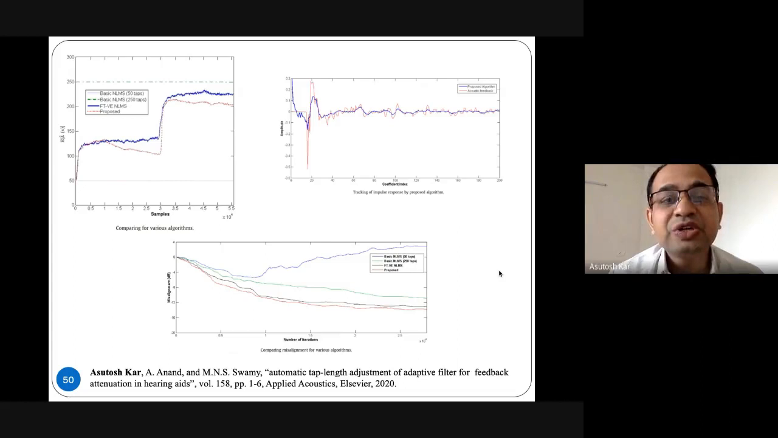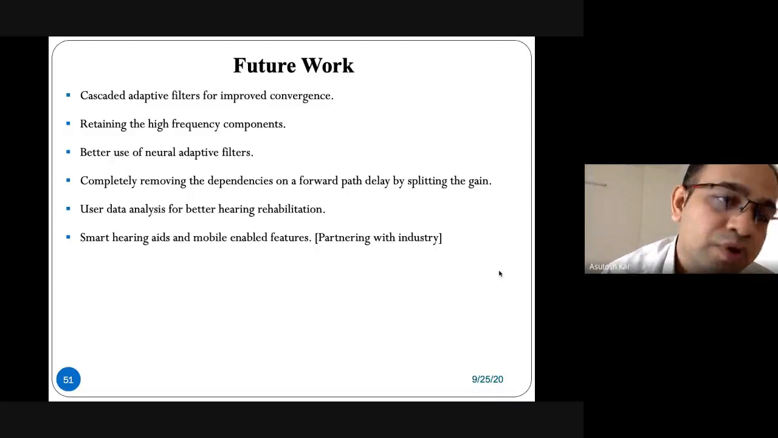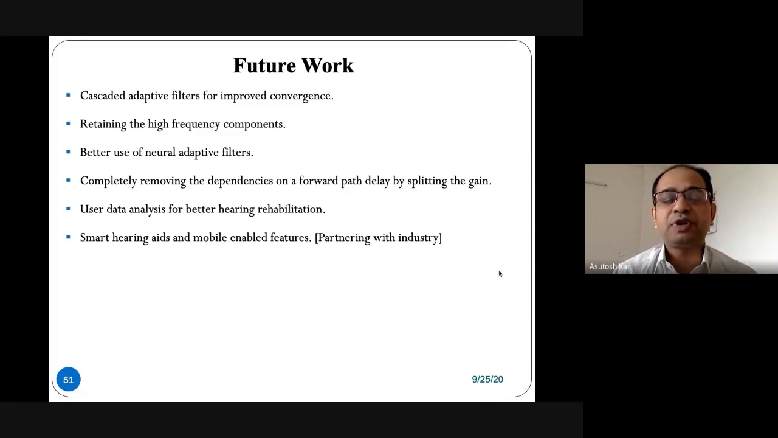All right. So with this, I'd like to shed some light on our future work. At present, we are working on a number of topics, and I'm also searching for scholars who can work on one or more topics. One is the cascaded adaptive filters, when a number of adaptive filters are put together. You all might know about cascade amplifiers. So in the cascaded structure of adaptive filters, the aim is improving the overall convergence speed and retaining the high frequency components. Retaining the high frequency component of the signal is very important.